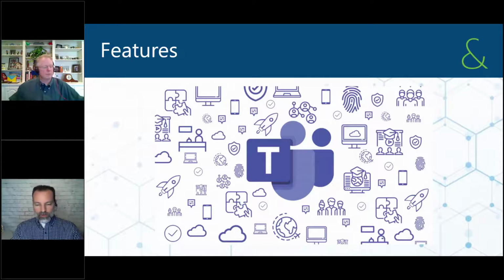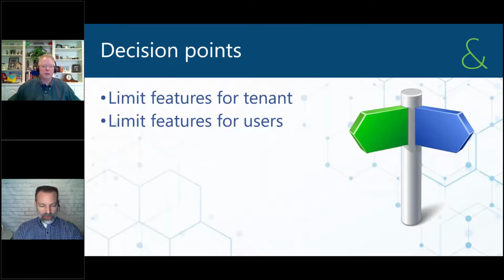So the next area is features. You have the ability on a per-tenant basis or a per-user basis to decide who has access to those features. And then on top of that, there are applications. I just checked this morning and there were over 400 third-party applications available for Teams. So how are you going to control those features and those applications? Is it just everybody? Is it by user? And then there are a lot of policies that go into controlling that.